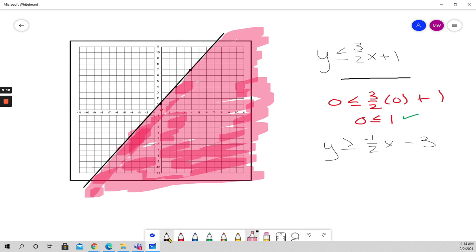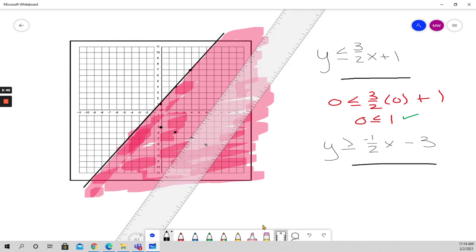I'm going to do the same thing for this equation. I'm going to graph y equals -1/2 x minus 3. So I'm going to start at the -3. And I'm going to go down 1 and over 2 throughout my graph. But this is going to be a dashed line because it says, I'm sorry, this is going to also be a solid line because it says greater than or equal to.